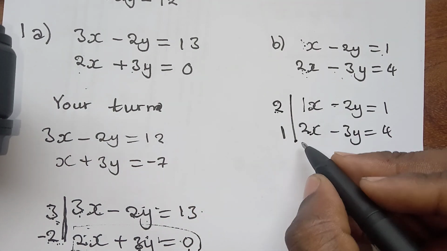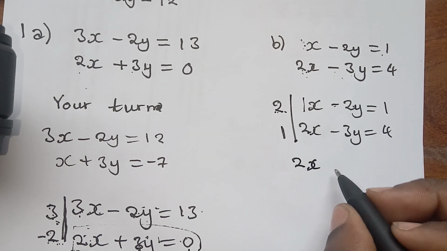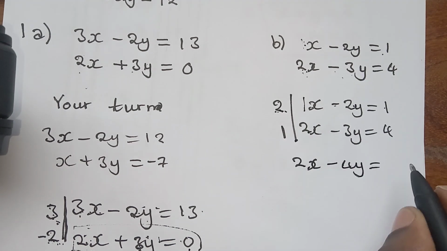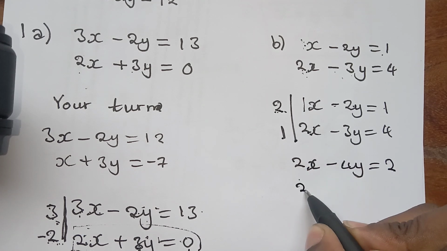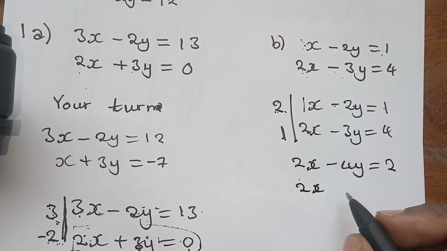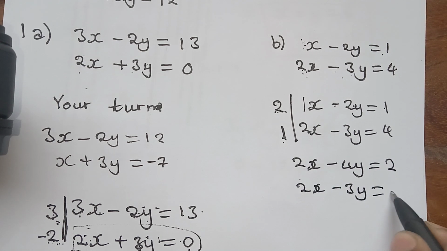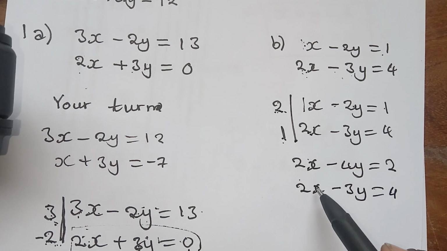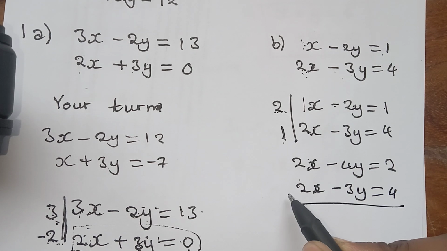So this times this is 2x. This times this is negative 4y. Then 2 times 1, that's a 2. Then 1 times 2x, this is 2x. 1 times negative 3y, this is negative 3y. 1 times 4, that's just a 4. And then, as you can see, the x coefficients are now the same. So all you need to do is subtract.